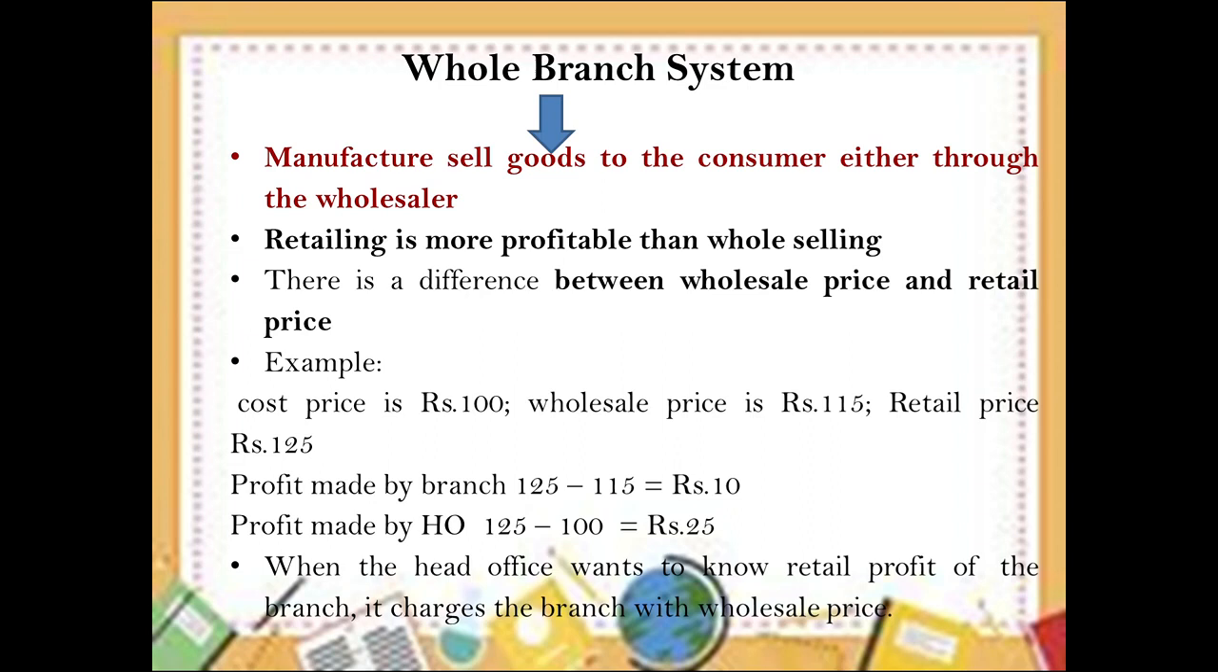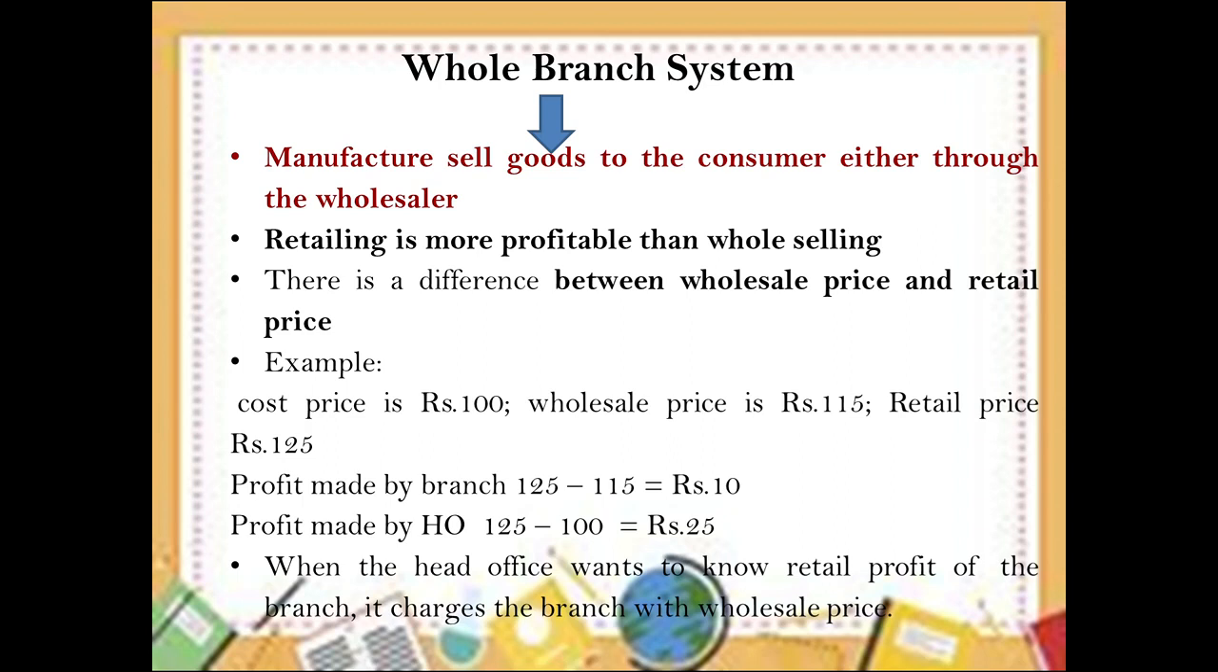For example, cost price of the product is 100 and wholesale price is 115 and the retail price of the same product is 125 rupees. So, the branch has made a profit of rupees 10 and the head office made a profit of rupees 15, because the branch has to sell the product for 125 rupees and the head office sends the goods to its branch for 115 rupees. So the branch has earned a profit of 10 rupees.